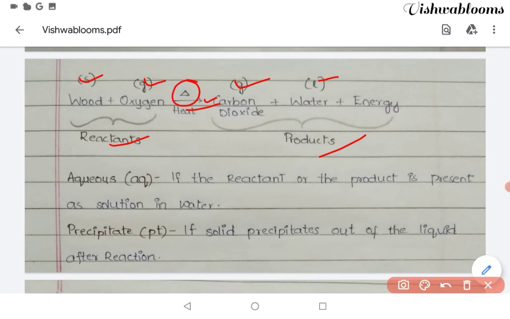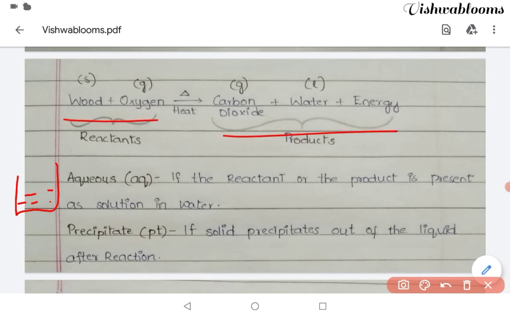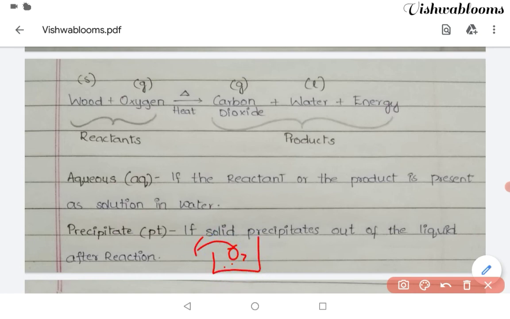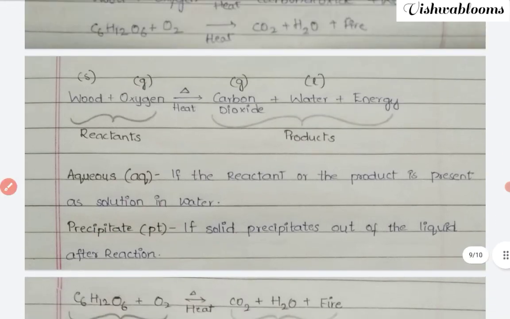Now let's learn aqueous and precipitate. Aqueous: when some substance is mixed in water, that is called an aqueous solution. To read the definition, if the reactant or product is present as a solution in water, then it is an aqueous solution. When that is the case, you specify AQ in brackets. Next is precipitate. If a salt precipitates out of the liquid after the reaction, then that is a precipitate. This is simple: when there is some liquid, and a solid precipitates from it after the reaction, you use PT.